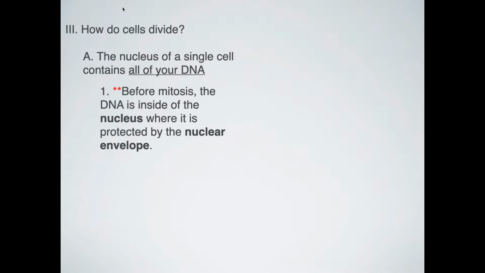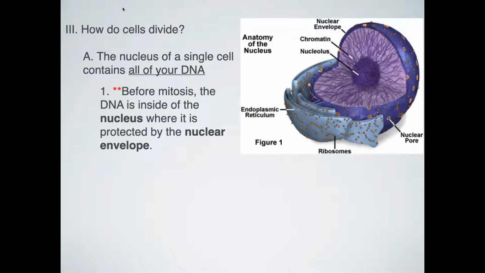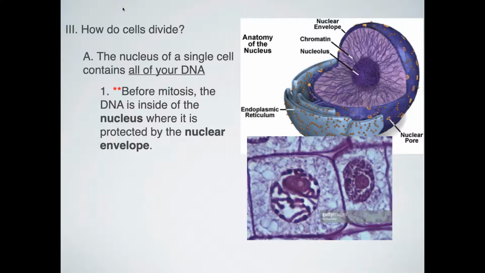So, what do we need to know? Well, before mitosis, so before cell division, the DNA is inside of the nucleus. It's protected, right? The nuclear envelope is there protecting it. And not only that, but think about it. Here's a little plant cell image. I think it's the onion root tip that we looked at before. But you can see we have this nucleus. It's nice and protected.